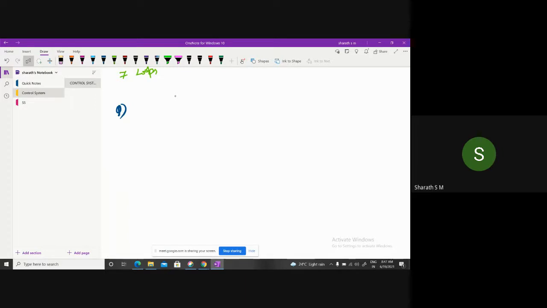Find the transfer function. Find the transfer function for the given circuit by finding the signal flow graph.